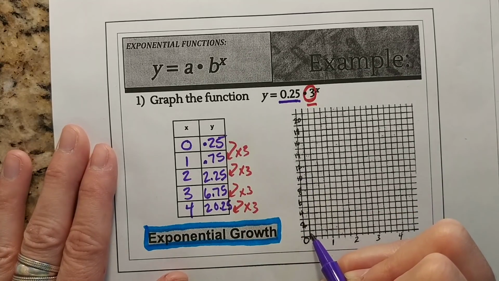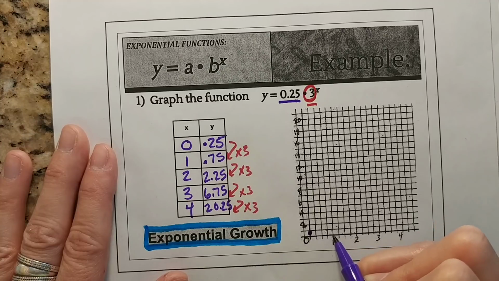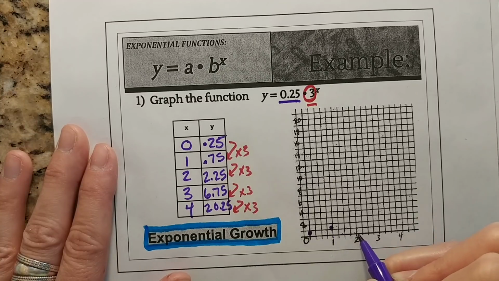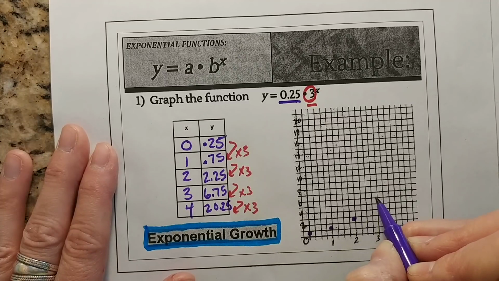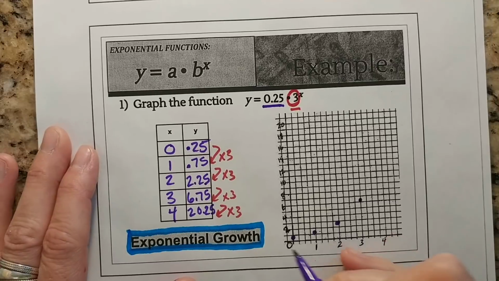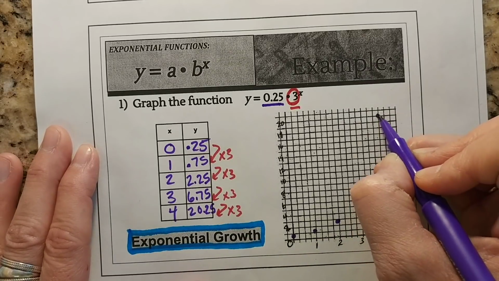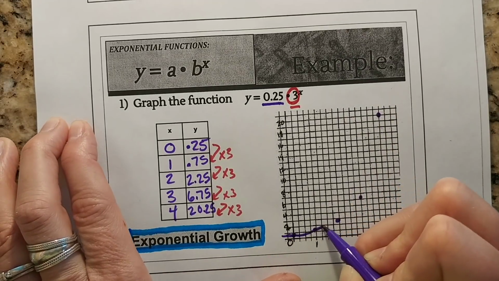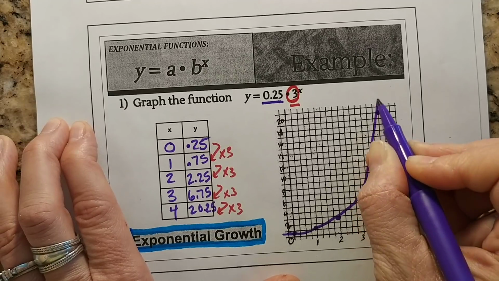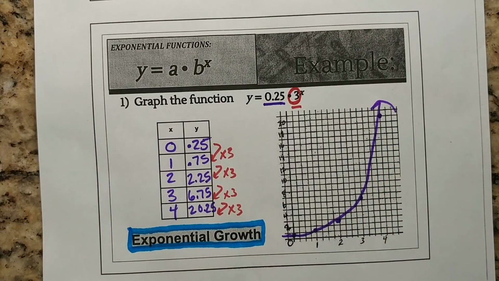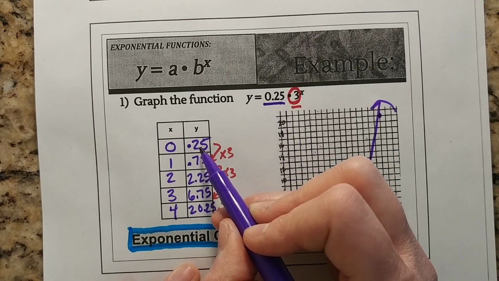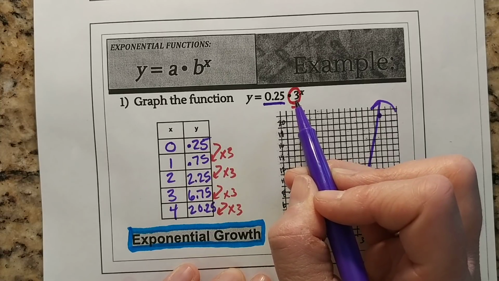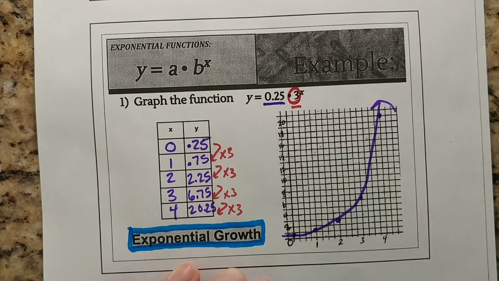So 0, 0.25, over 1, up 0.75, over 2, 2.25, over 3, all the way up to 6.75, and then if I go over to 4, it's a big jump up to 20. So we can see this really nice curve, exponential growth. Again, our intercept is at 0.25, and our constant growth is times 3, times 3, times 3.